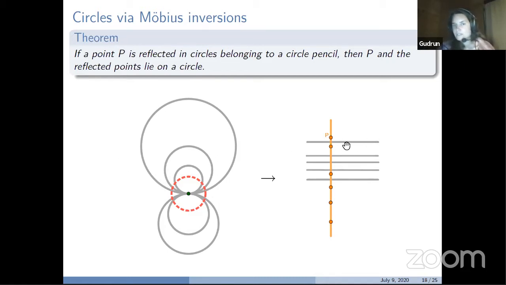And then obviously, if I start now with a point P and start reflecting in all the circles of the pencil, then I obviously obtain points that lie on a line. I mean, just by looking at it, you see that the points lie on a line. So this is somehow a proof for the thing that I have shown you before: if I start with a point and reflect in circles that belong to a circle pencil, I end up with points lying on a circle.